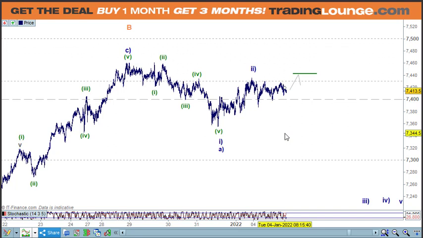And also, I want to see if the S&P makes a new high above the 4,800, because that's also going to carry some weight in determining a further trend to the upside. Alrighty, I'll leave it at that.